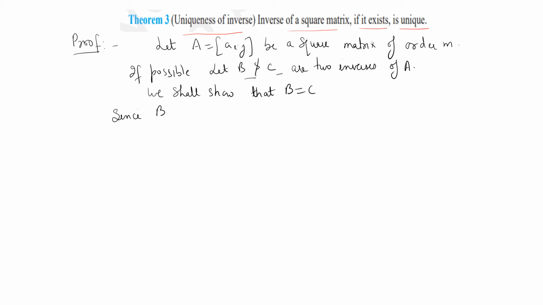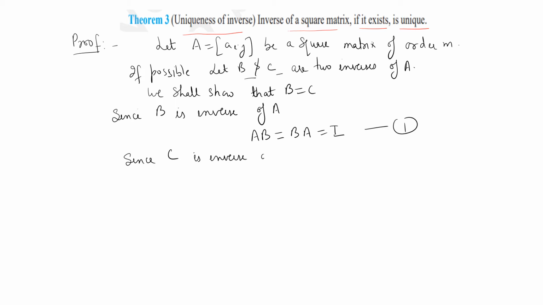It is given that B and C are two inverses of A. Since B is the inverse of matrix A, by definition we get AB is equal to BA is equal to I. That is, the product AB is equal to BA is equal to I. Again, since C is the inverse of A, it means that AC is equal to CA is equal to I. It means the product commutes, the commutative property holds, and the result is equal to the identity matrix also.